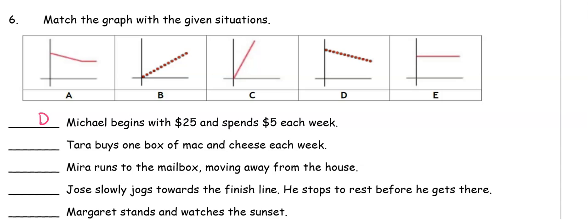The next one, Tara buys 1 box of mac and cheese each week. So each week when she goes to the store, she gets 1 box. So our line should be going up, but it should also just still be dotted.